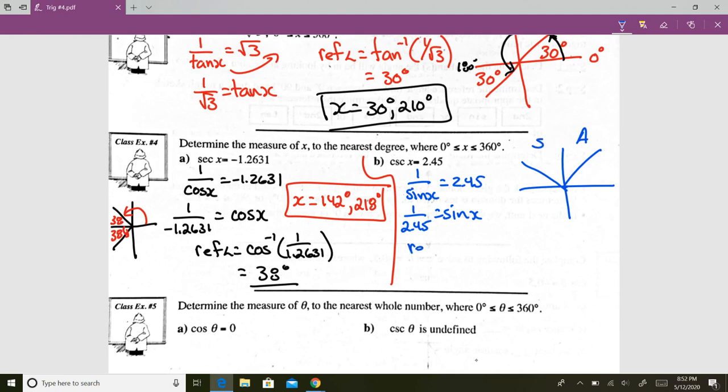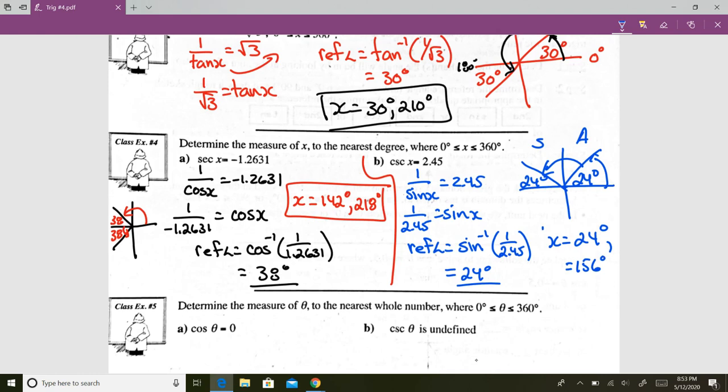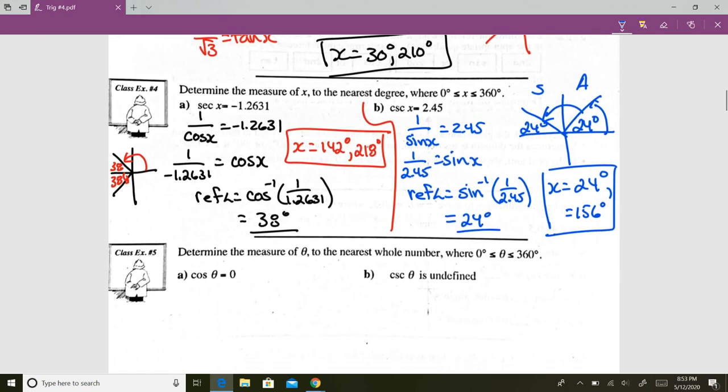So we find our reference angle. Sine to the minus 1 of 1 divided by 2.45. And you should get 24 degrees or something close to that. It means this is 24, and that's 24. So our x is equal to 24. And to go all the way to there, 180 minus 24, which is 156. There's your two answers. Okay, hopefully you're seeing a pattern here.